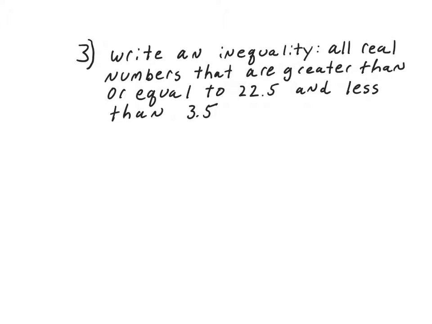On number 3, it's asking us to write an inequality where all real numbers are greater than or equal to 22.5 and less than 3.5. So this one's going to kind of be split. Let's start with the greater than or equal to. So it's going to be x is greater than or equal to 22.5. And then we're going to have x is less than 3.5. So basically we want everything except for what's in between those two numbers.